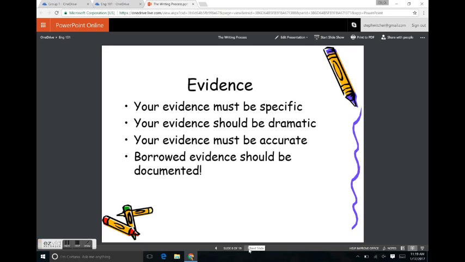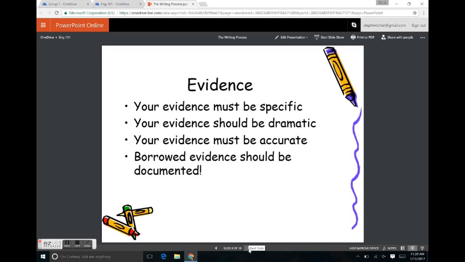Okay, so once you have a thesis, so you have a topic and you know what you're going to say about that topic and you know what type of writing you have to do, the next part, of course, is to gather your evidence. Now, I will tell you, I've always called this specific details. I've never called this evidence. The book, though, uses the word evidence, so that's what I've used here. But there are a couple rules about details. They need to be specific, they need to be dramatic, they need to be accurate, and if you borrow them, you need to document where you borrowed the information from. That is, give a citation.